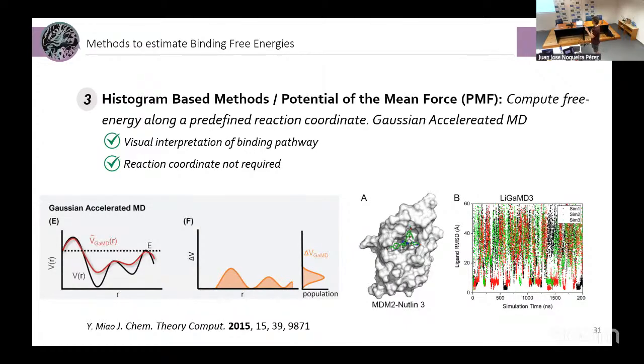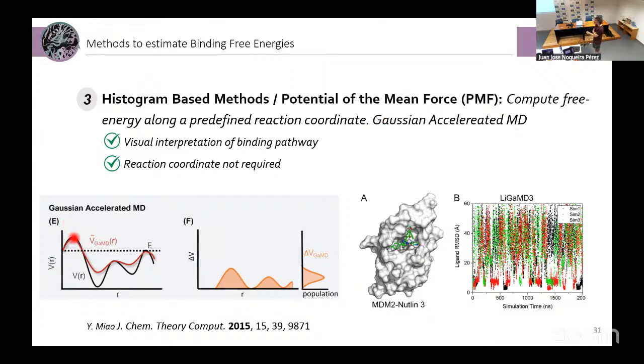And well, there are enhanced sampling methods where we don't need to define a reaction coordinate, and these methods are quite useful. For instance, a good method in this group is accelerated molecular dynamics, and in particular, the method called Gaussian accelerated MD.